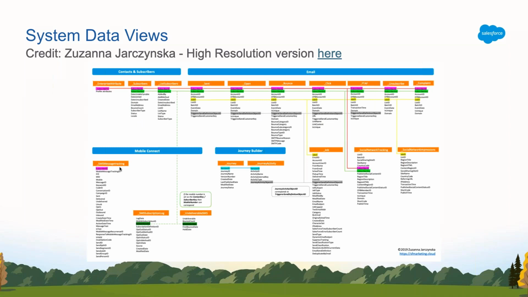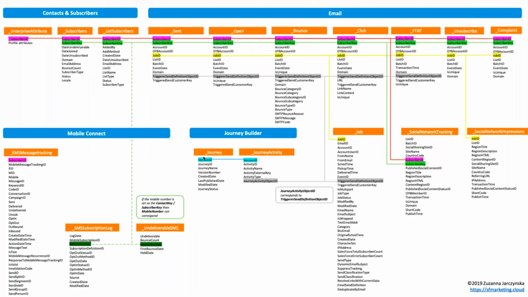So this is a quick overview of how these data views are linked. Anything that is the same color links between the different data views. This is from a really great resource, sfmarketing.cloud from Susanna, who has hosted a couple of previous sessions on AmpScript. I'm fully not expecting anyone to be able to read any of this in that, guys.